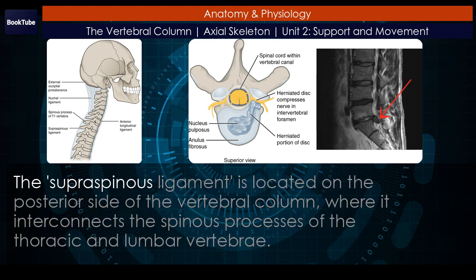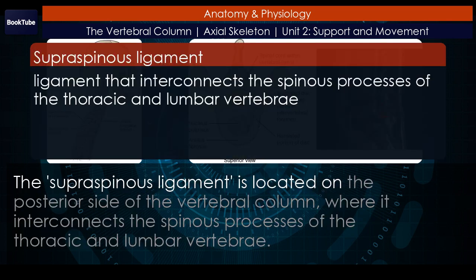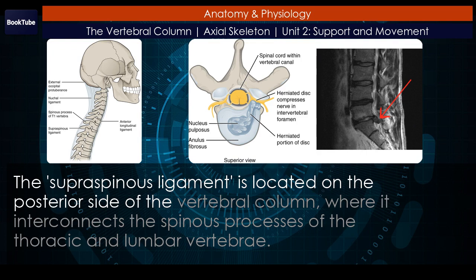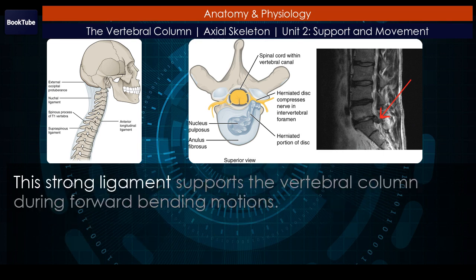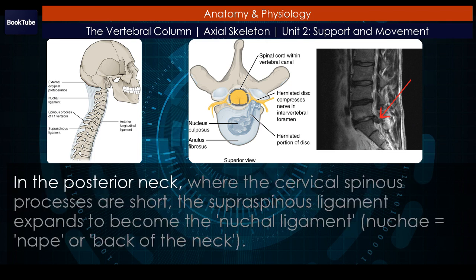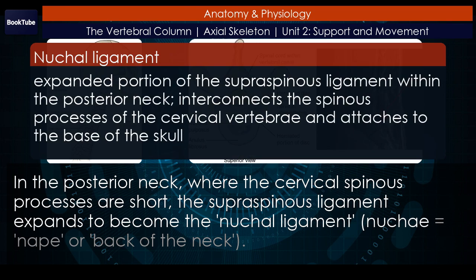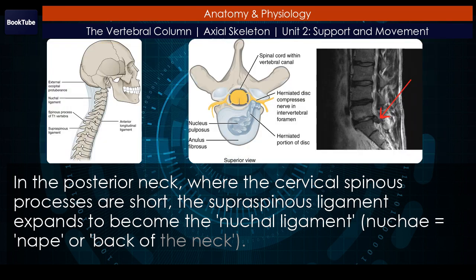The supraspinous ligament is located on the posterior side of the vertebral column, where it interconnects the spinous processes of the thoracic and lumbar vertebrae. This strong ligament supports the vertebral column during forward bending motions. In the posterior neck, where the cervical spinous processes are short, the supraspinous ligament expands to become the nuchal ligament. Nuchae equals nape, or back of the neck.